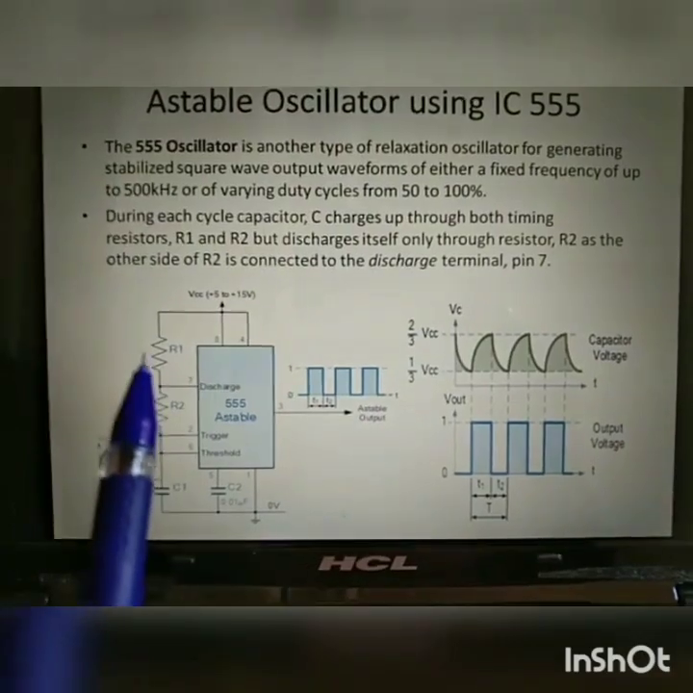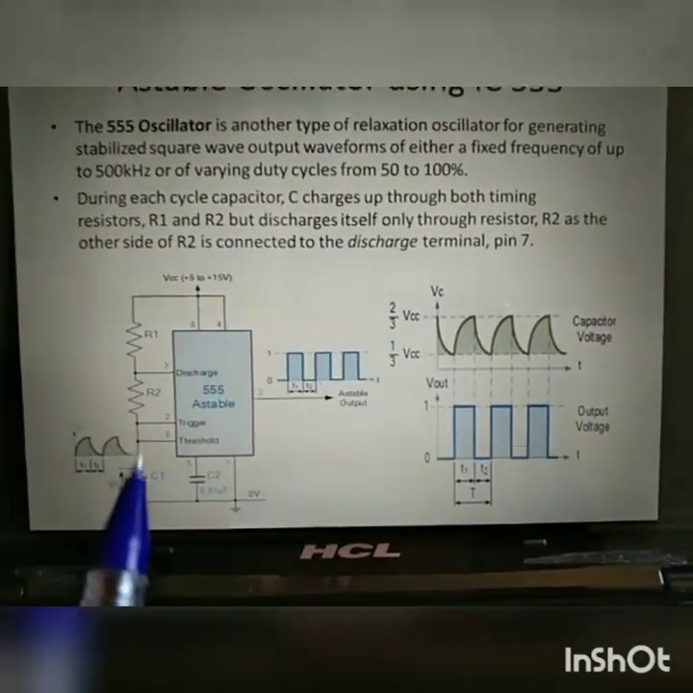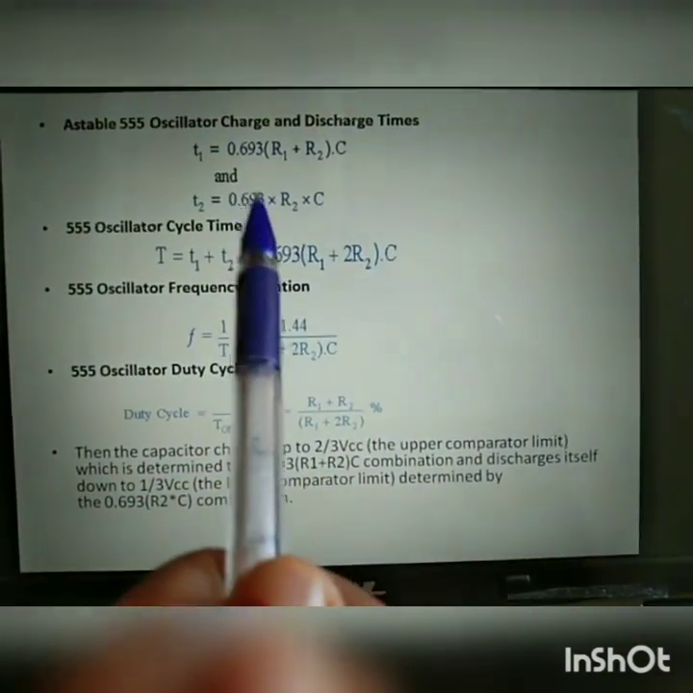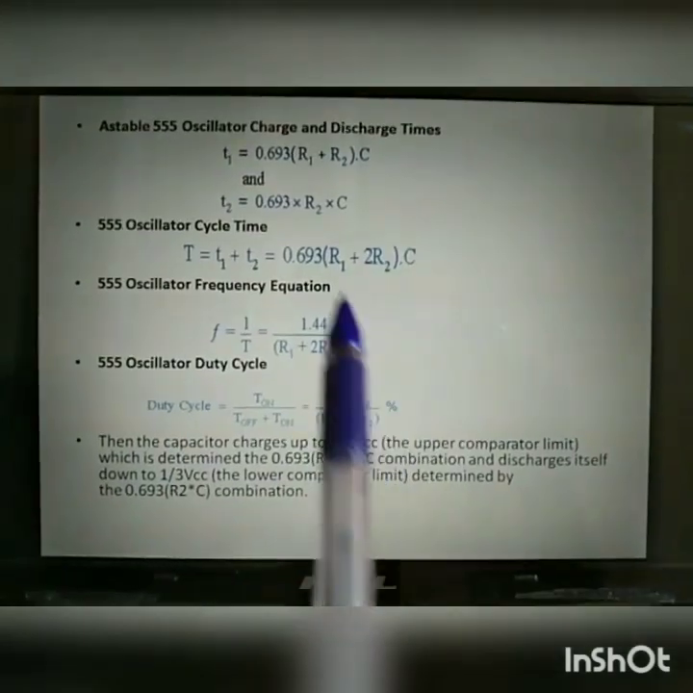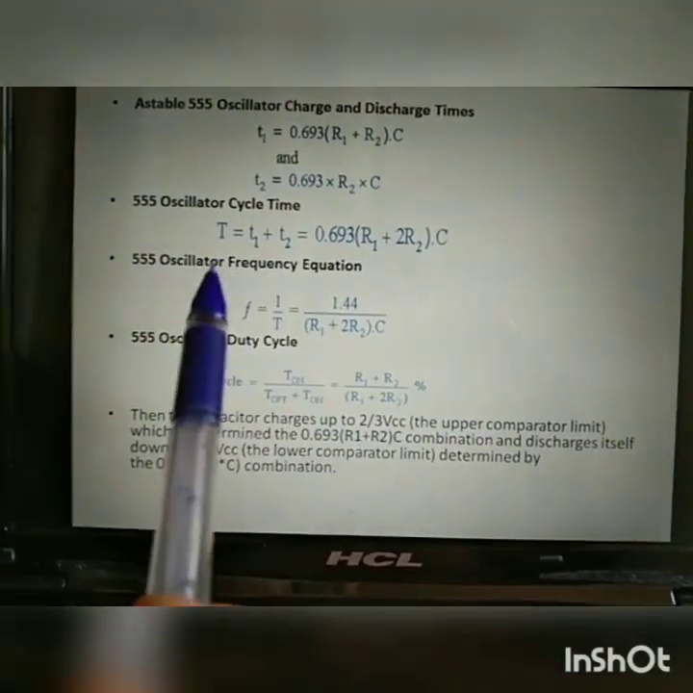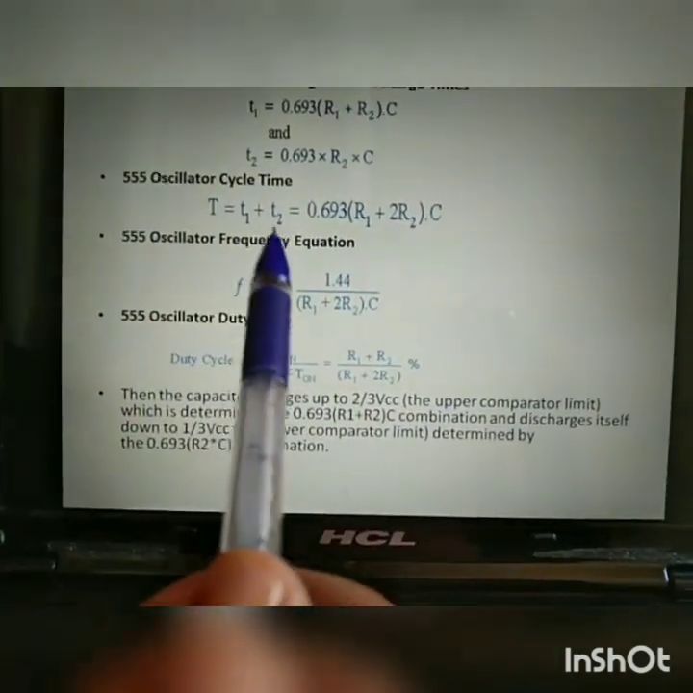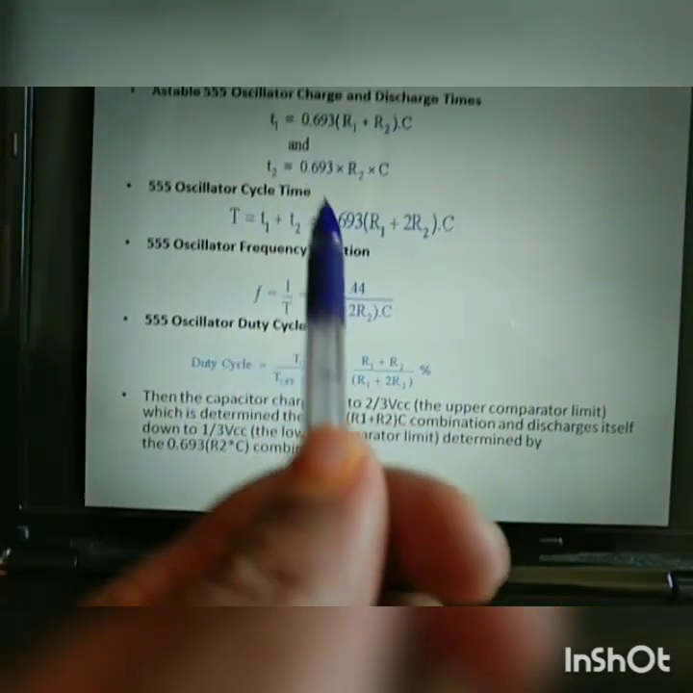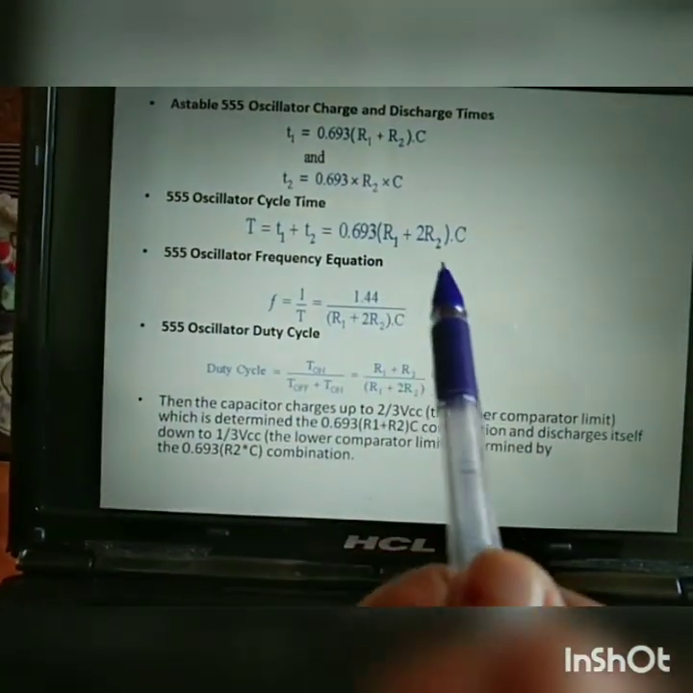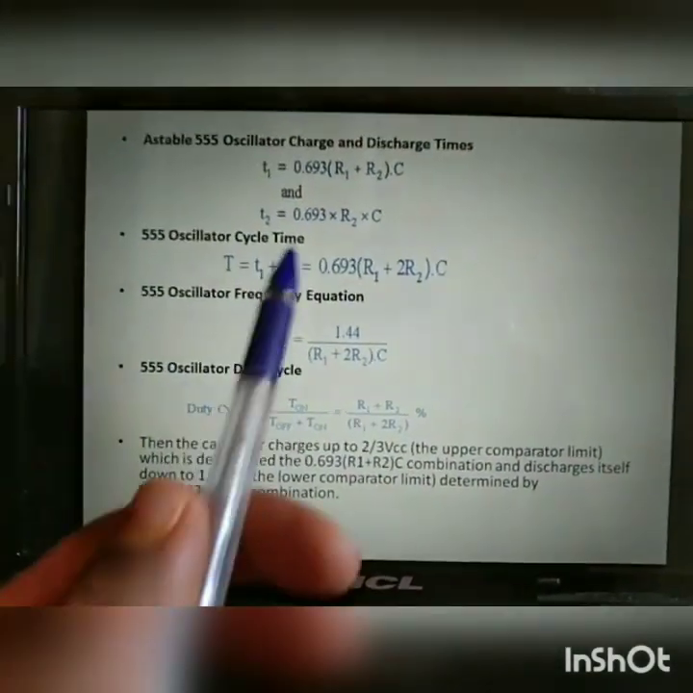The first time is T1 equal to (R1 plus R2) into C, and the second time T2 is equal to R2 into C. This is the charging and discharging. The charging time is T1, the discharging time is T2. Next is the cycle time, the total time T1 plus T2. The total time T is equal to T1 plus T2, that is, add these two: 0.693 (R1 plus 2 R2) into C.